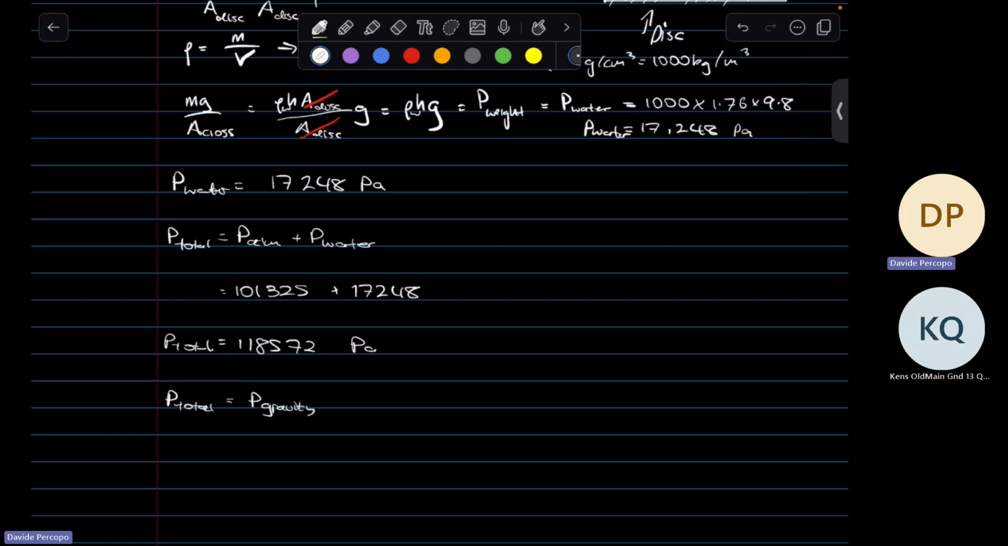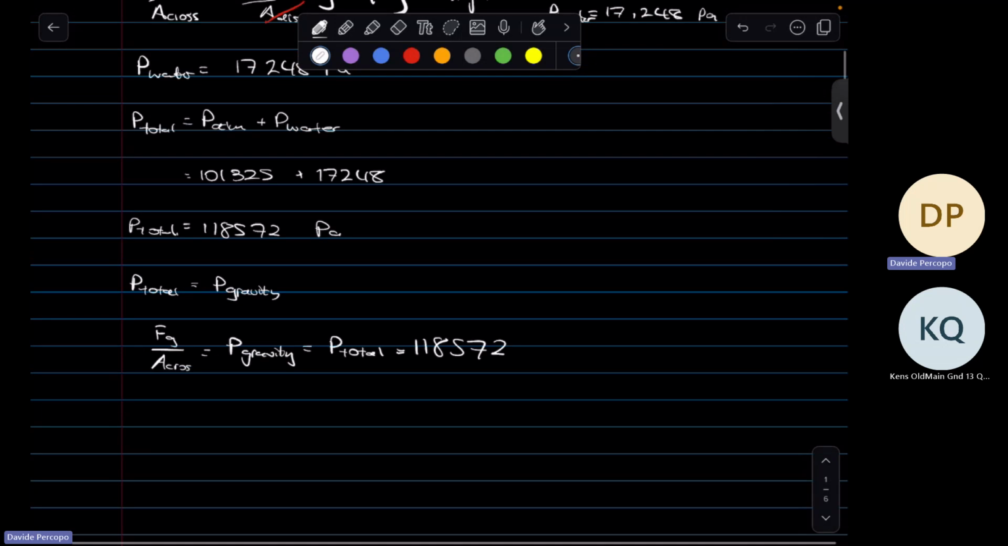So, what do we know? We know that the force due to gravity on this cross-sectional area is equal to P gravity, which is equal to P total, which is equal to 118,572. I'll just write it out again because why not?